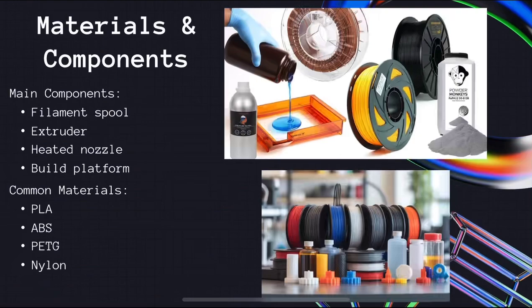Common materials used in FDM include PLA, which is easy to print and environmentally friendly, ABS, which is stronger and more heat resistant, PETG, which provides a good balance between strength and flexibility, and nylon, which is very tough and suitable for mechanical parts.